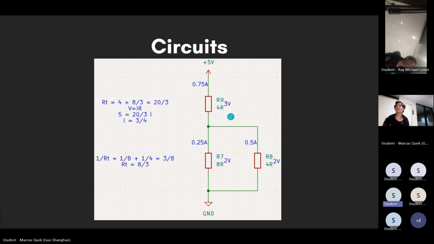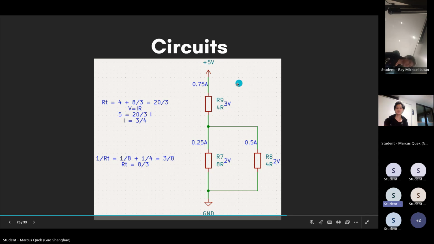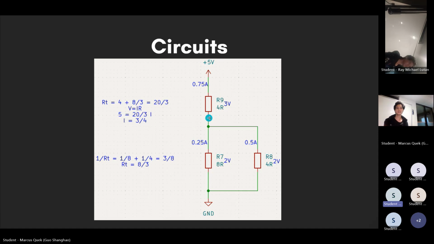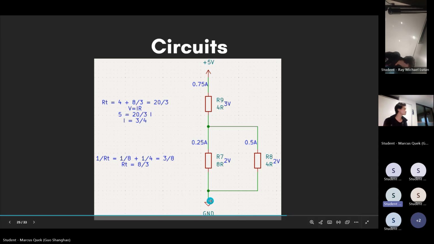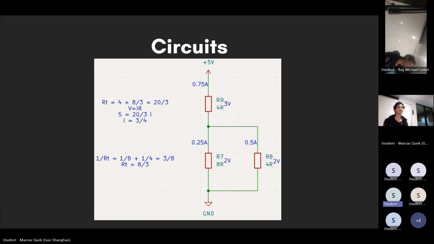So I have a 4 ohm resistor, 0.75 amps through it. V equals IR. So now V is my unknown. What is the potential difference across it? So I take 4 times 0.75, I get 3 volts as my potential difference across this resistor. Now, the total potential difference across this whole thing is 5, which means if this is 3, then the potential difference from here to here must be 2 volts. 2 volts across the entire parallel network, right? Fair enough?